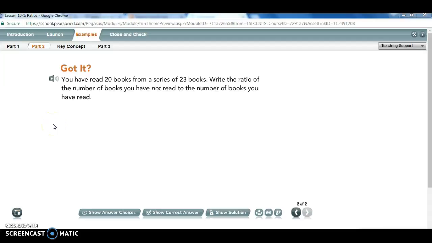Moving on to our part 2 Got It problem. You have read 20 books from a series of 23 books. Write the ratio of the number of books you have not read to the number of books you have read.